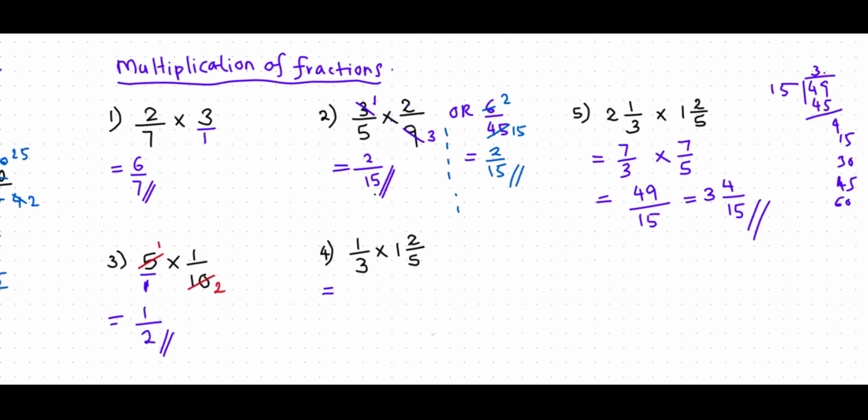Mixed number is there. Convert into an improper fraction. 5 times 1, 5. 5 plus 2, 7. 7 over 5. We can't cancel any number here. So multiply 7 over 15.